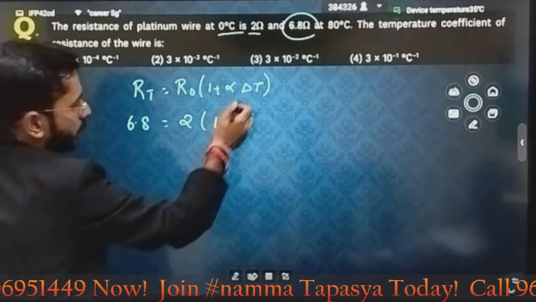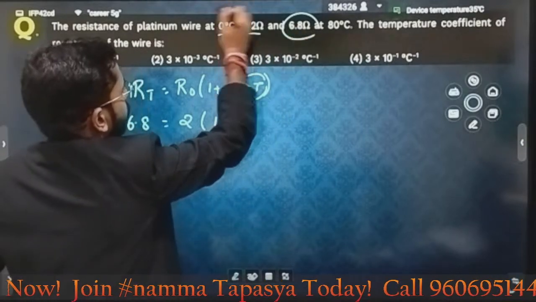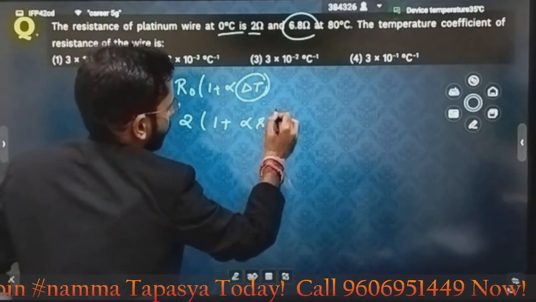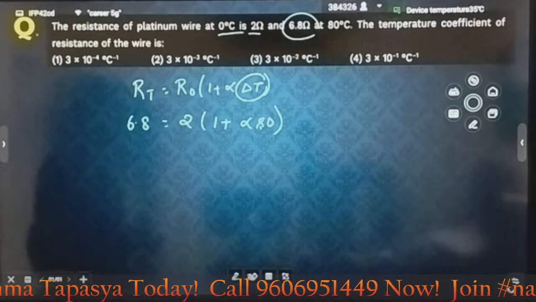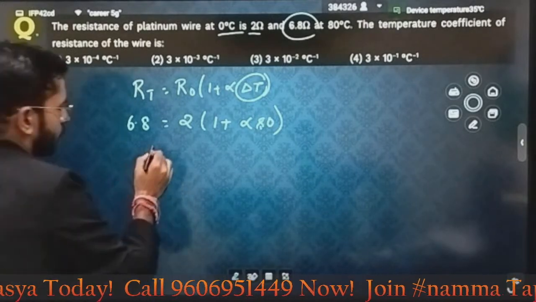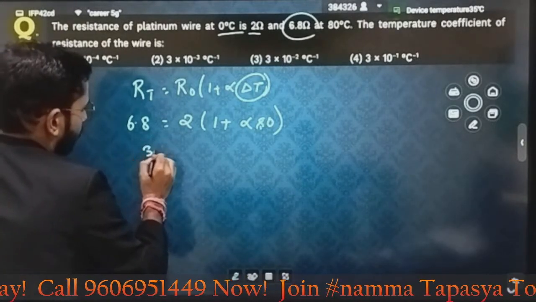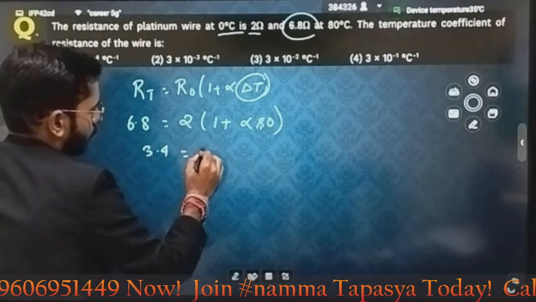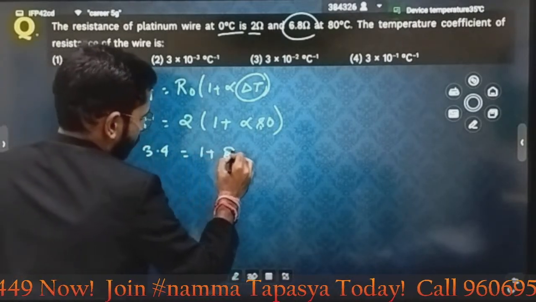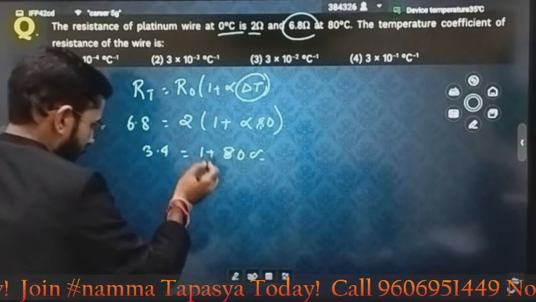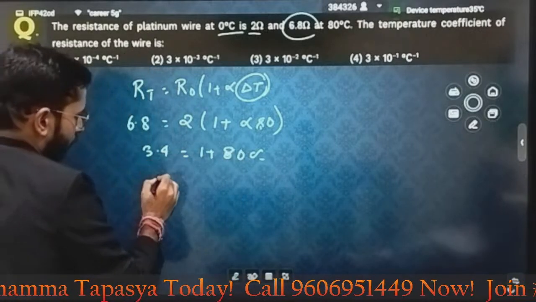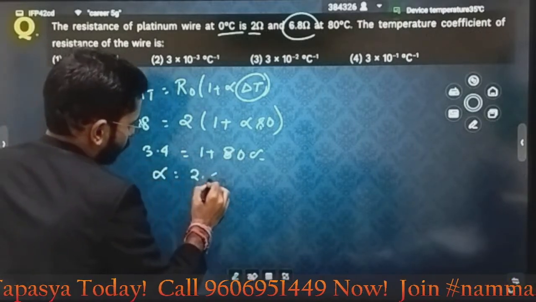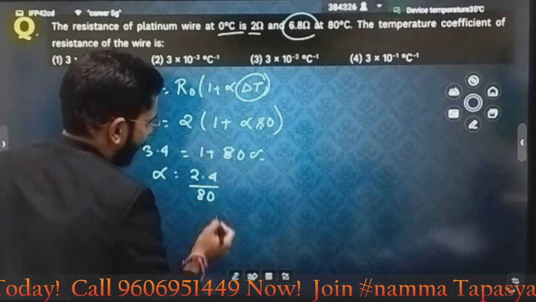That means, what can I say about the change in temperature from 80 to 0? What is the change in temperature? Simply, it is equal to 80. Correct. So now just see, it will become 3.468 half is equal to 1 plus 80 alpha. Further, it will become 2.4, alpha will be equal to 2.4 divided by 80.